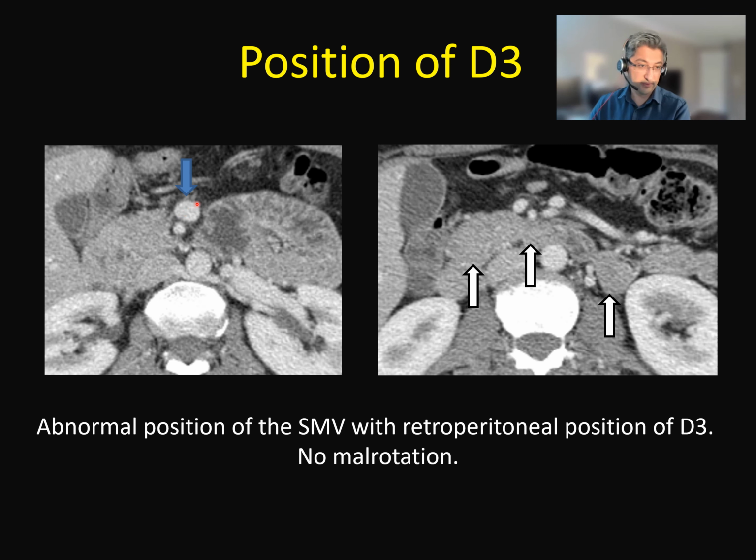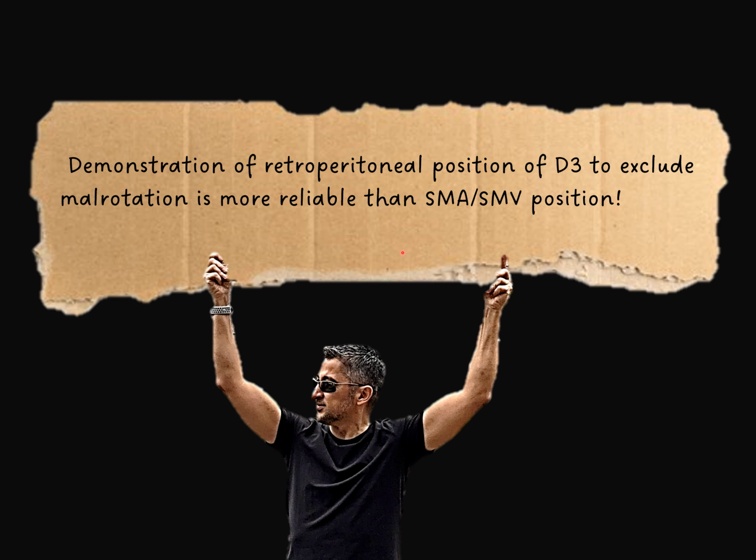As you can see here, we can use this in cross-sectional studies. On ultrasound it's difficult, but on cross-sectional studies we can easily see the D3 position of the duodenum. For example, in this case, SMV is slightly left to SMA. So is this malrotation? No, because I can see the D3 part of the duodenum and it's retroperitoneal, so this excludes it, and this patient didn't have malrotation. So demonstration of the retroperitoneal position of D3 to exclude malrotation is more reliable than SMA-SMV position.